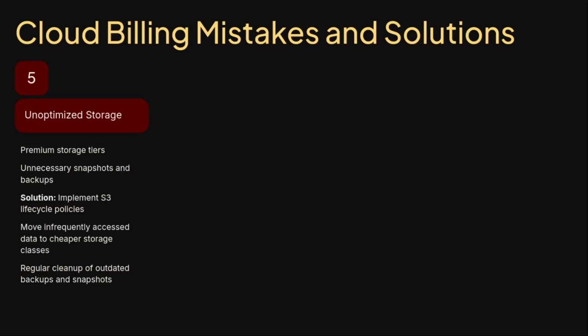Implement S3 lifecycle policies to automatically move aging data to cheaper storage classes. Glacier Deep Archive can store your data for just $1 per terabyte per month. That's 23 times cheaper than standard S3 storage. So look into optimizing your storage.